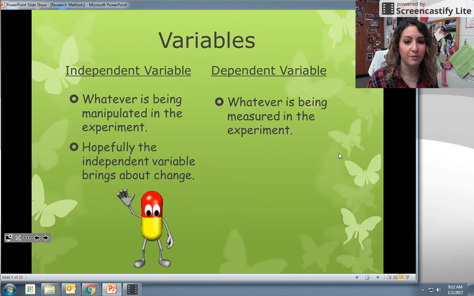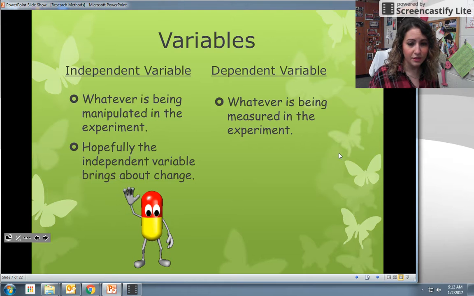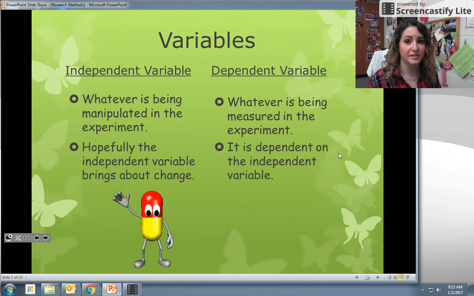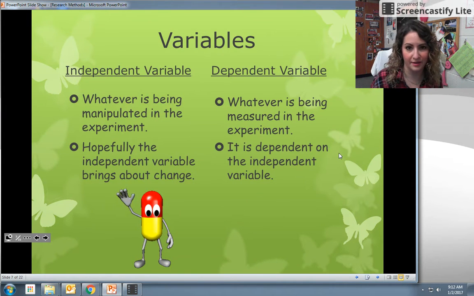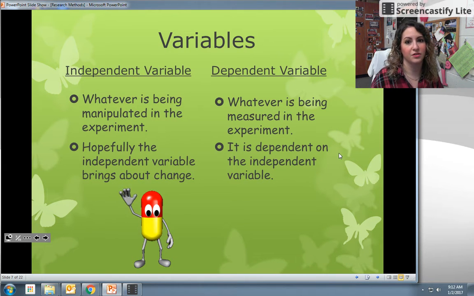The dependent variable is the result. Their test scores, how high the bean plant actually did grow. It's whatever is being measured. It's the result of the independent variable. It is dependent on the independent variable. The height of the plant is dependent on how much sunlight it had. The test scores are dependent on how cold the room was. It is the result, what you're measuring after the fact.